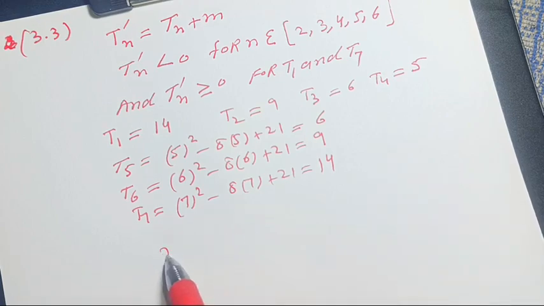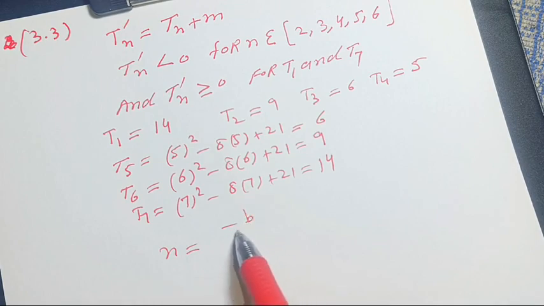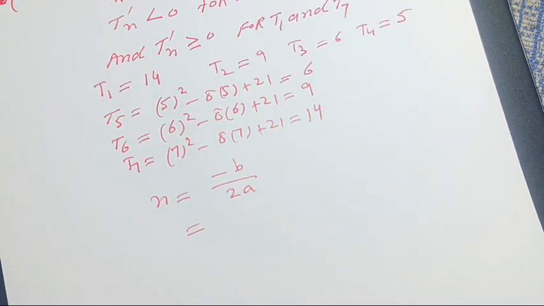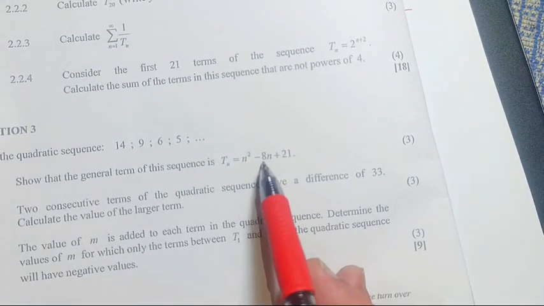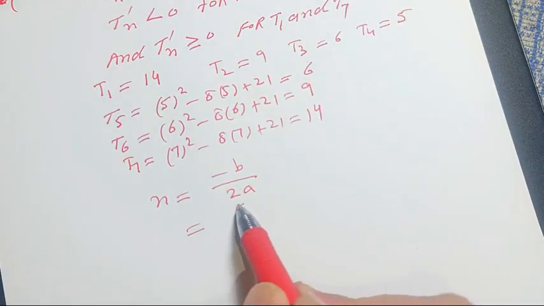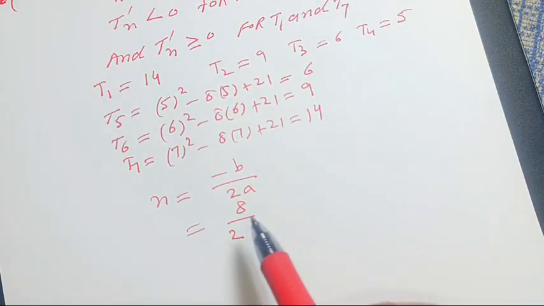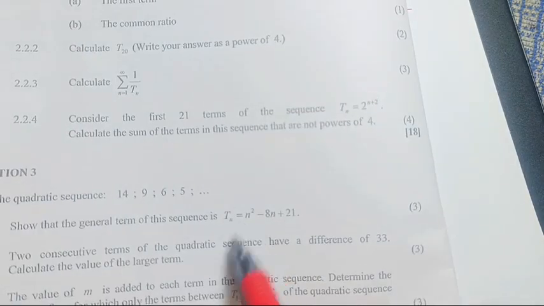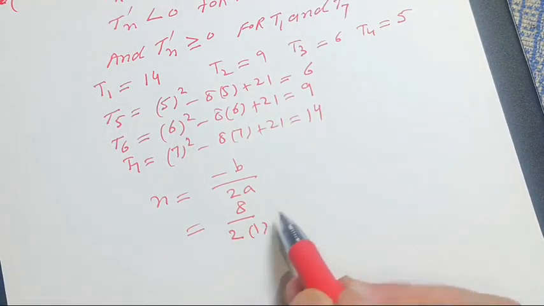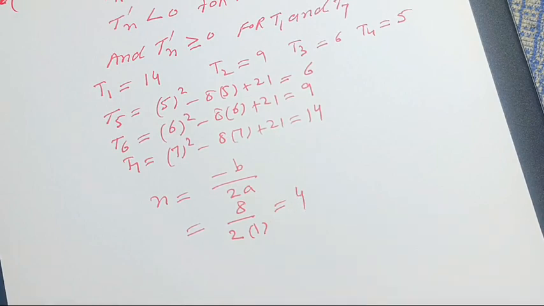So n is equal to minus b over 2a. Remember, this is a turning point if you need to find the turning point of the n value. So then minus b. The b we have here is negative 8, so the negative becomes positive 8, divided by 2 times the a, which is 1. The answer is going to be 4. So n is 4, term 4, that is a turning point.